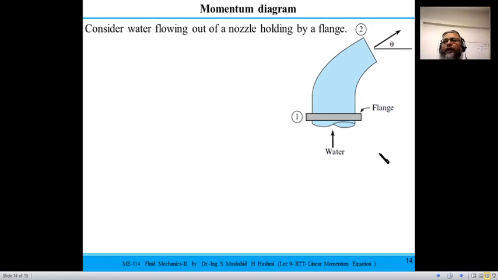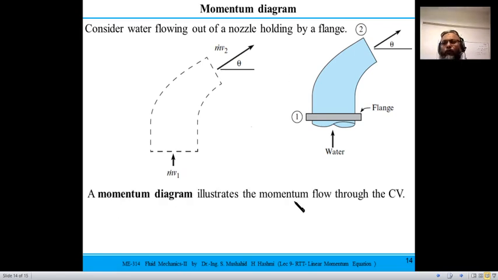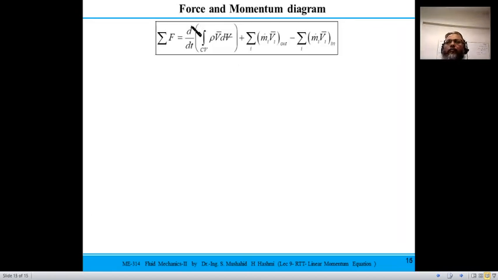Another thing: as you see, some mass is coming in and some mass is leaving. At the same time some momentum is coming in and some momentum is leaving. Such diagrams are called momentum diagrams. Momentum in is this, momentum out is this. So we call it a momentum diagram, which is just an illustration for momentum. If we have a steady state problem, obviously there is no momentum accumulated within the control volume. So in our equation, this accumulation term would be 0 for a steady state case. There is no accumulation of momentum, only momentum flow is taking place.